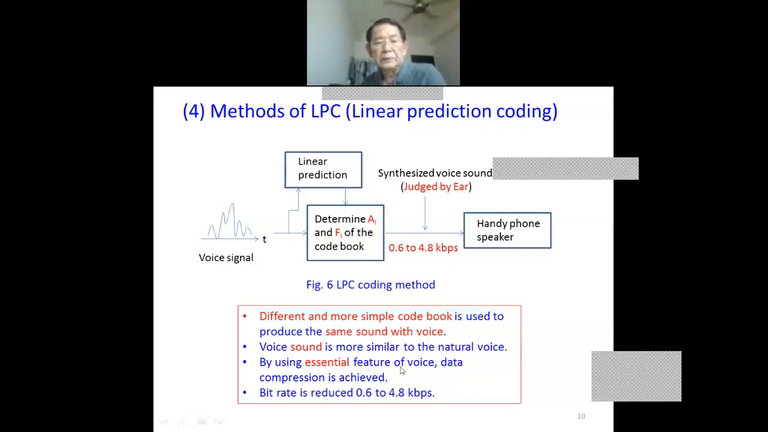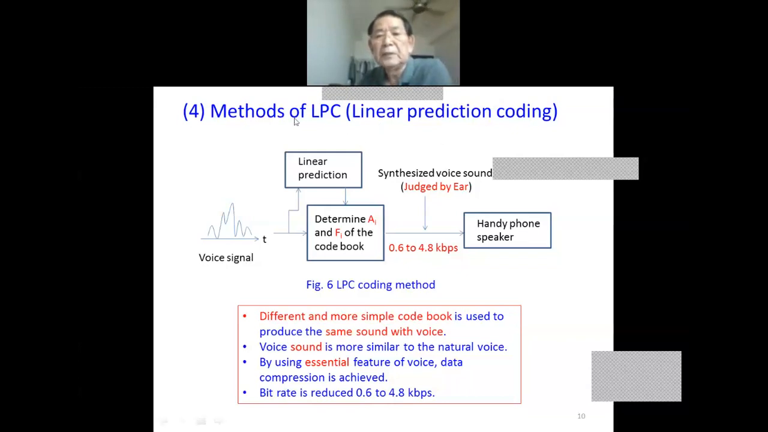So by using essential features of voice, like AI and FI, data compression is achieved. Based on the sound, the bit rate is reduced to a minimum of 0.8 kilobit per second. The upper one is only 4.8 per second. So the data compression rate is the largest in this method.